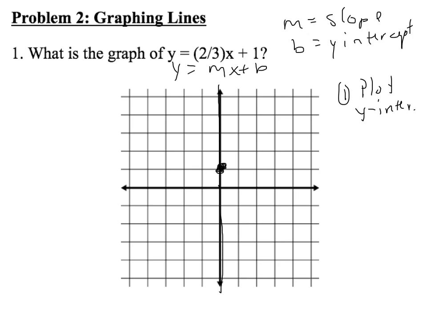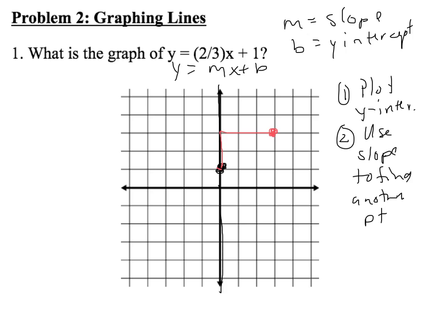So now that I plot my point, my second step is to use the slope that you know to find another point. You should write down these 2 steps if you are unsure how to do this. So from this point, I'm going to move my slope of 2/3. My rise is 2, so I'm going to move up 2. My run is 3: 1, 2, 3. So this is where my second point would go.